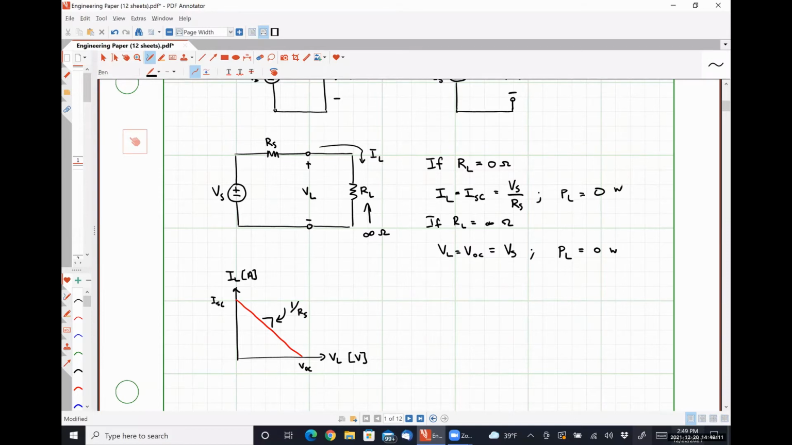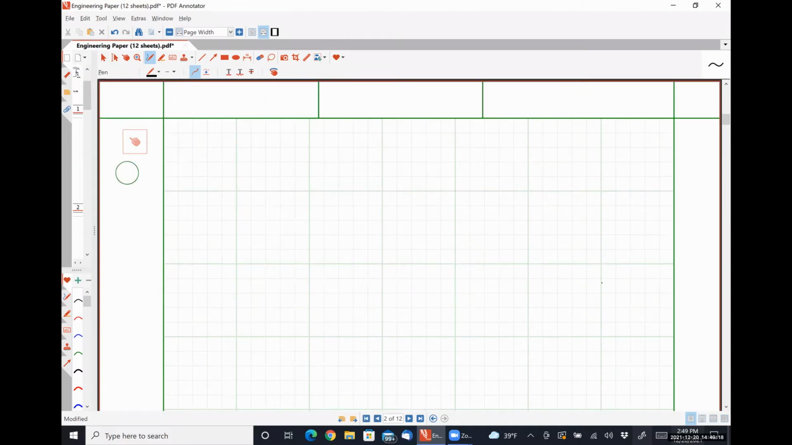We can develop a similar set of relationships for a practical current source. So let's say that we have some current IS in parallel with some resistance RS. I apologize for my flub.